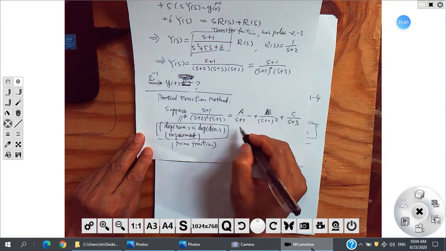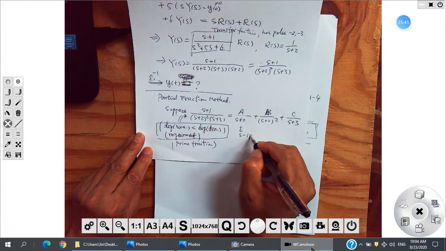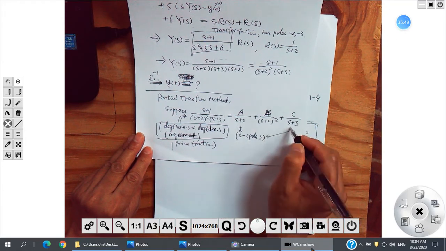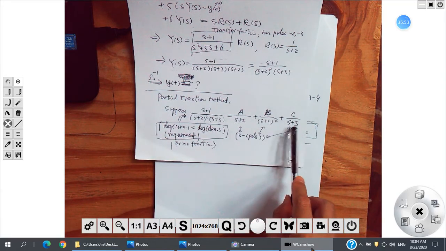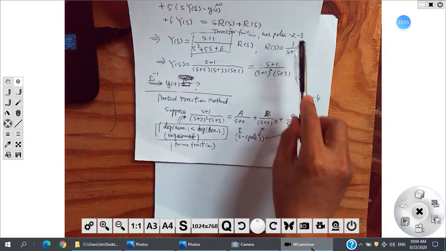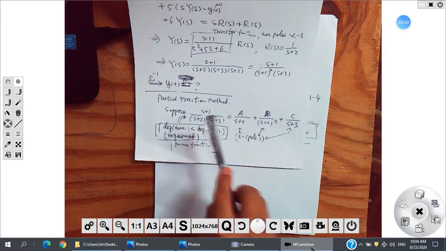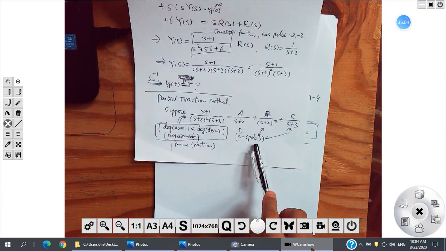This is an s minus a pole, and this is also. You have s minus a pole. The pole is -2 or -3. And here the square depends on the problem, right? Here you have a square, but you always have the form s minus a pole when you do partial fractions.